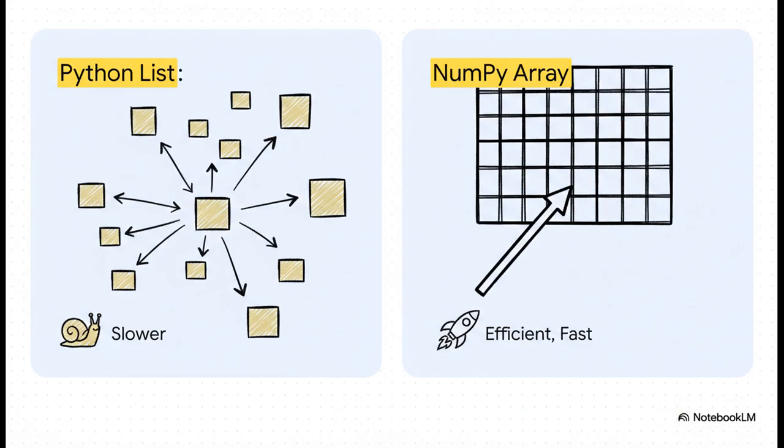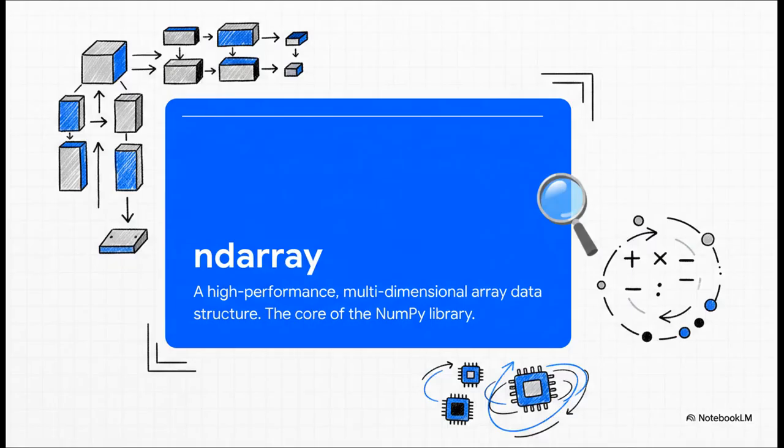A NumPy array, on the other hand, is like an egg carton. It's this tightly packed, super organized grid. And that structure lets a computer process data hundreds, sometimes thousands of times faster. For AI, which is all about crunching huge amounts of data, that kind of speed isn't just a nice-to-have, it's absolutely crucial.